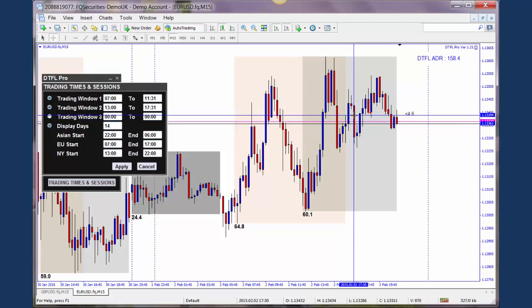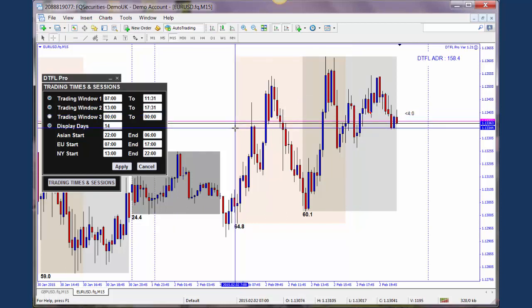So my trading times are just the first minute of that candle to there, which is the start of the New York session, and the London session from there to 11:31, which was around here somewhere. So that's how you might use two trading windows.